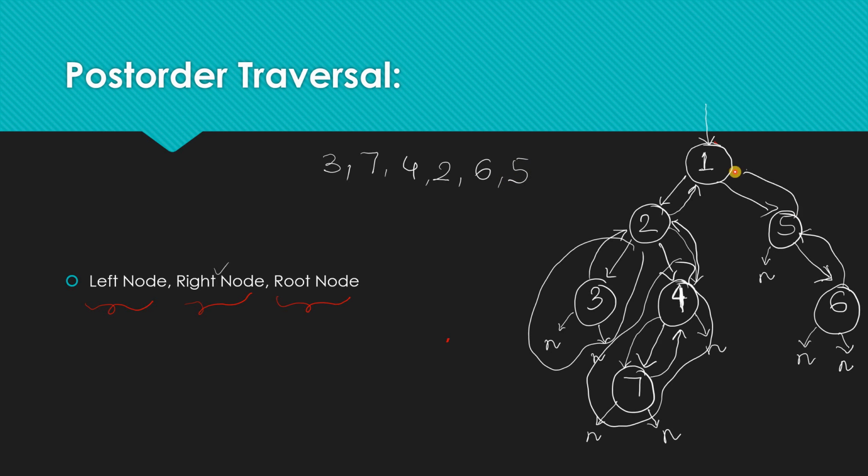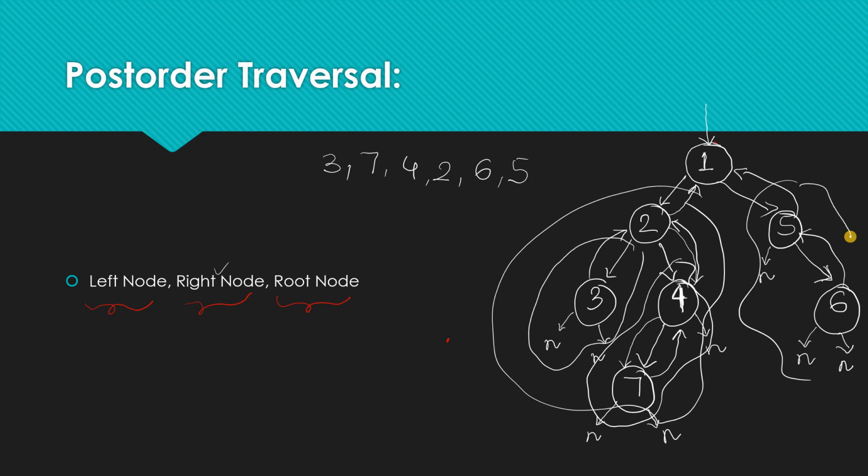Then we'll go back to 1, and for 1 also we have explored the left side and the right side, so we'll print the value of this node. So this is the post-order traversal of this particular tree. Now let's proceed and see how we can write this post-order traversal iteratively.